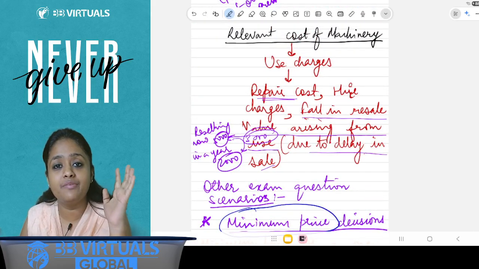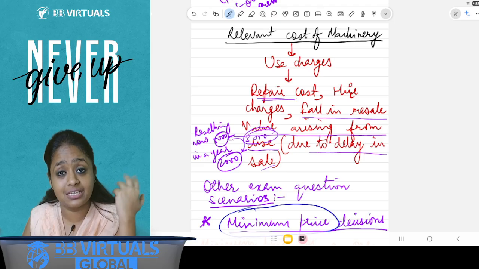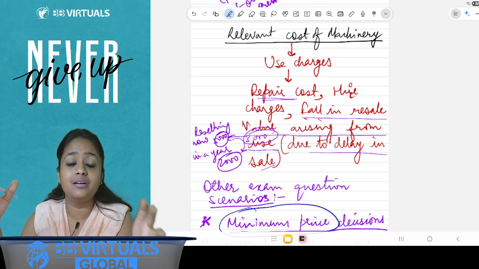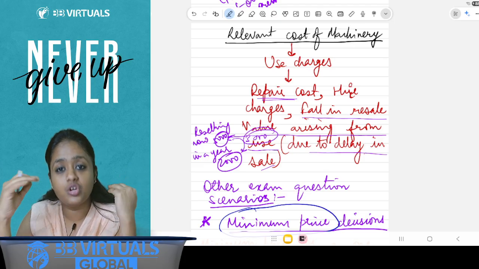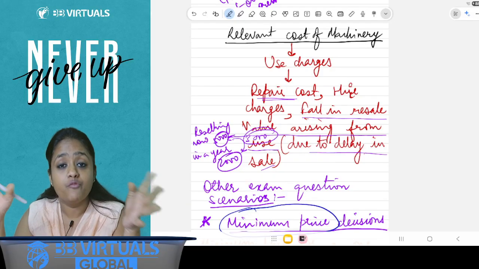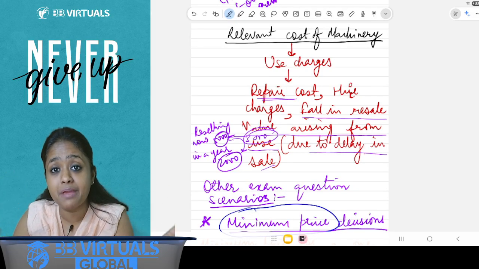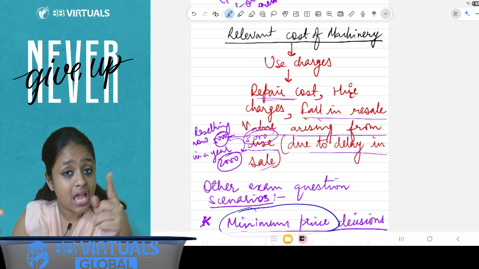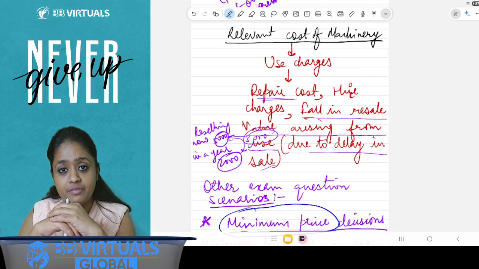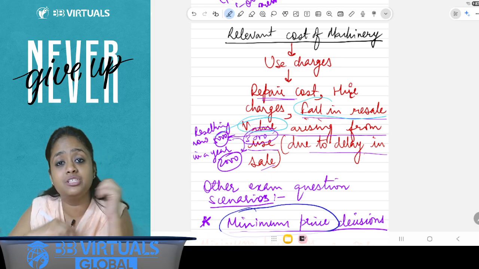Now I'll take up relevant cost of machinery. So what is the relevant cost of machinery? We will not take the fixed cost or the notional cost like depreciation, like the purchase cost. For me, the relevant cost will be the regular day-to-day expenses like repairs, like maintenance, like hire charges. And also one more very important relevant cost. What is that, guys? Fall in the resale value of the plant and machinery.